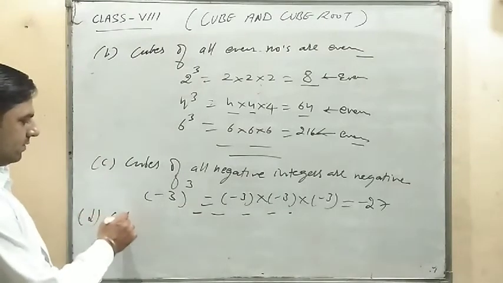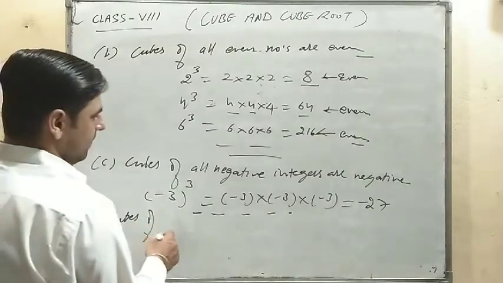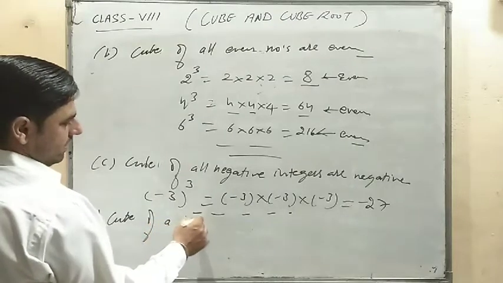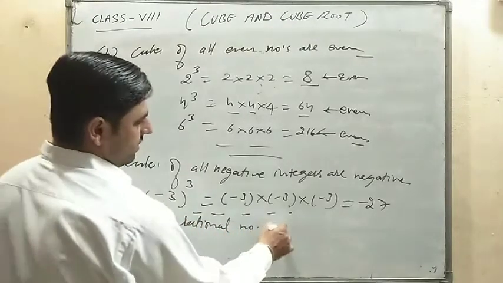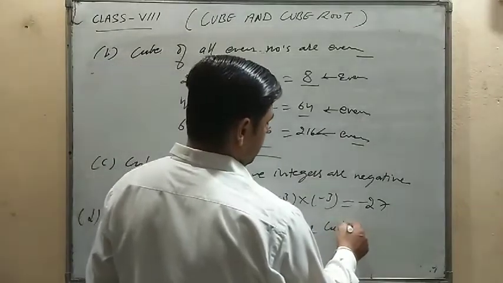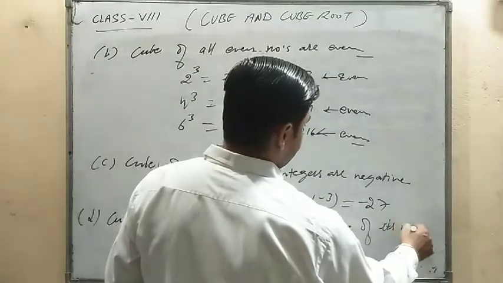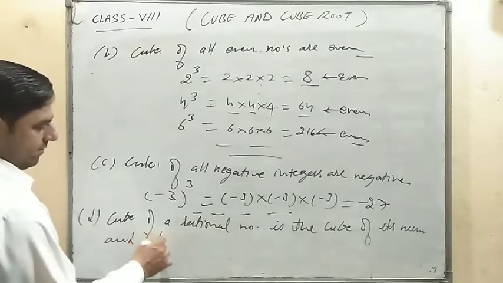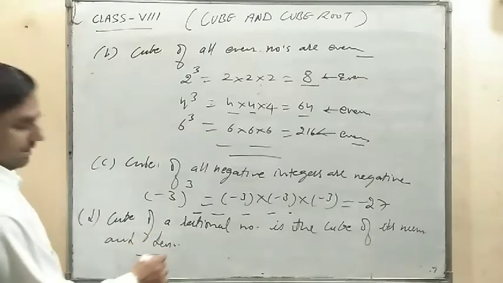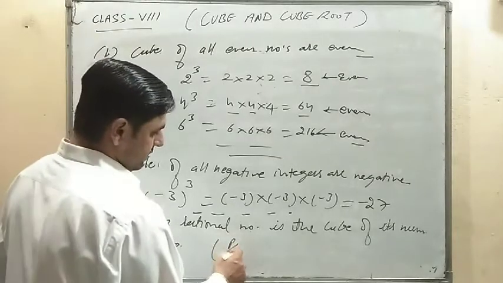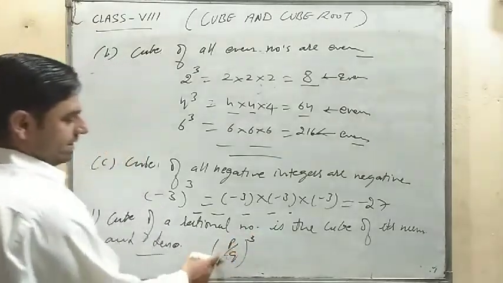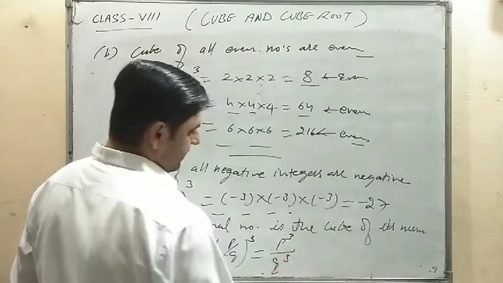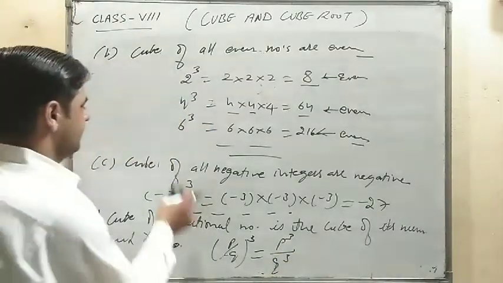Now next is: the cube of a rational number is the cube of its numerator and denominator. So how? Let's see. Suppose the cube of a rational number is given, so it is equal to the cube of the numerator over the cube of the denominator. Okay.